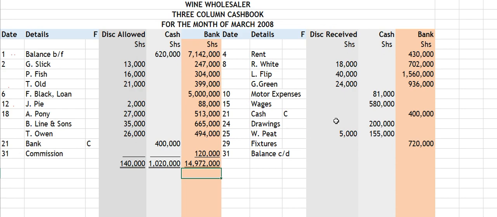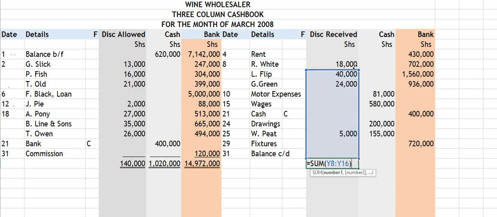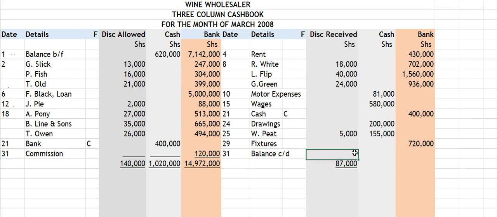Now when you go to the credit, for the discount received, you have to sum up that column and put the total. That is 87,000. That is the total discount received. However, for the cash column, as I've told you, the debit side is greater than the credit side. So what you have to do, you have to add.